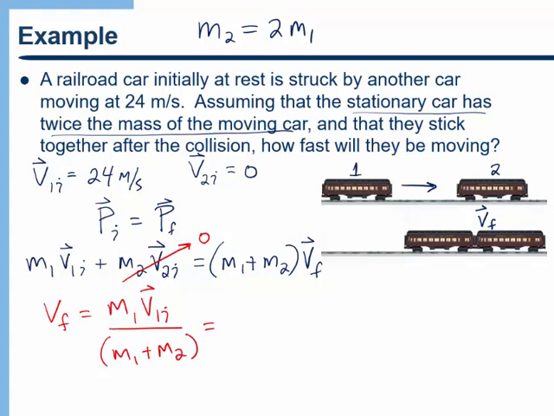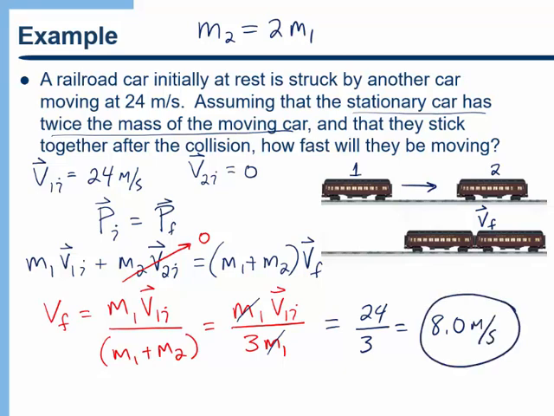Now, because I know that m2 is 2 times m1, you'll notice that the denominator is going to simplify to 3m1. In other words, m1 plus 2m1 gives me 3m1. Once I find that, I can cancel out my m1s, and I get 24 divided by 3, or 8 meters per second for the velocity of the combined railroad cars.